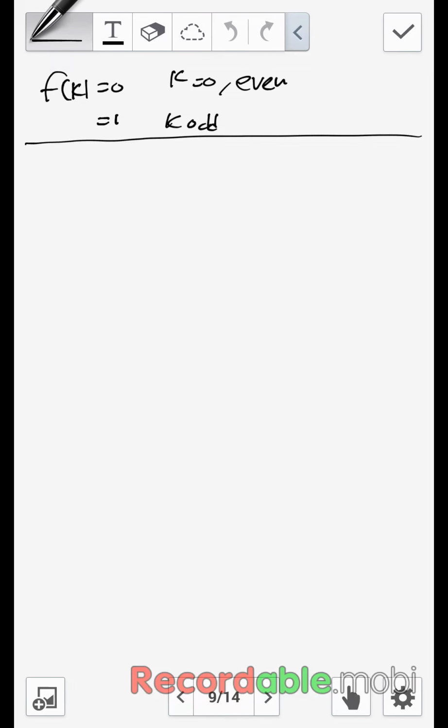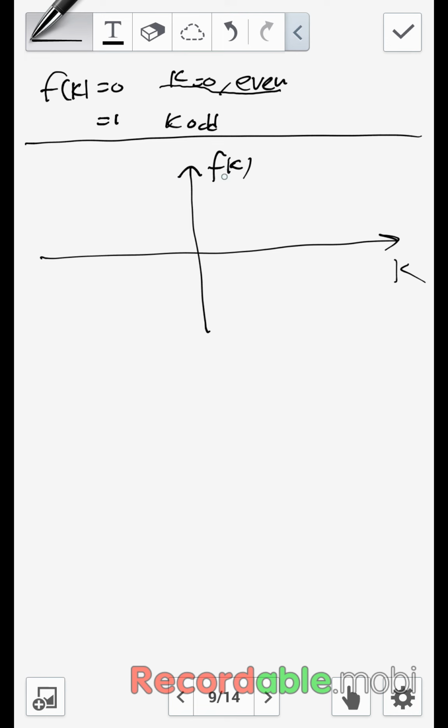Hello guys, we need to determine the z transform of this sequence. If you have a function, for example, f of k will be equal to 0 for k even, and equal to 1 for k odd. If you need to draw this function for simplicity, you draw the axis k, and this x will be f of k. So it will be 0 at k equal to 0, and 0 for k even, and it will be equal to 1 for k odd.